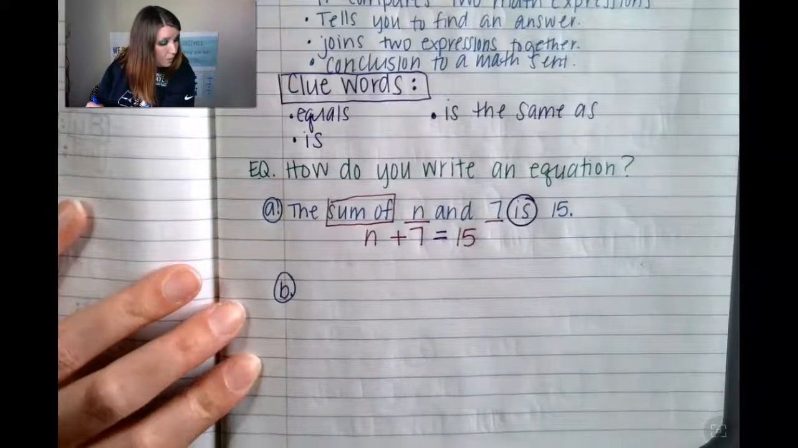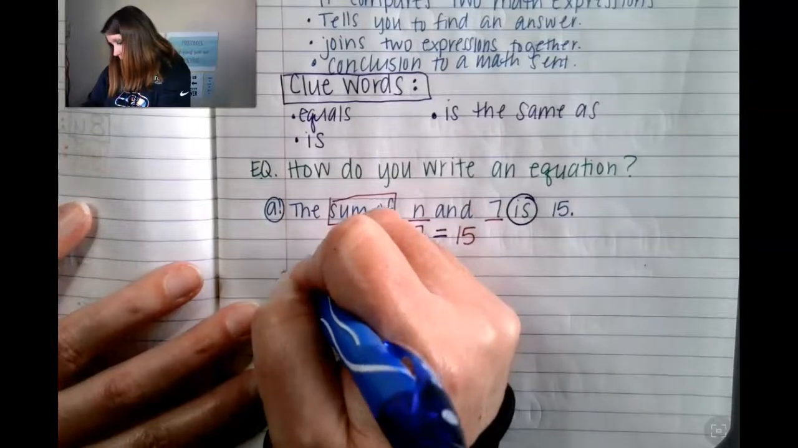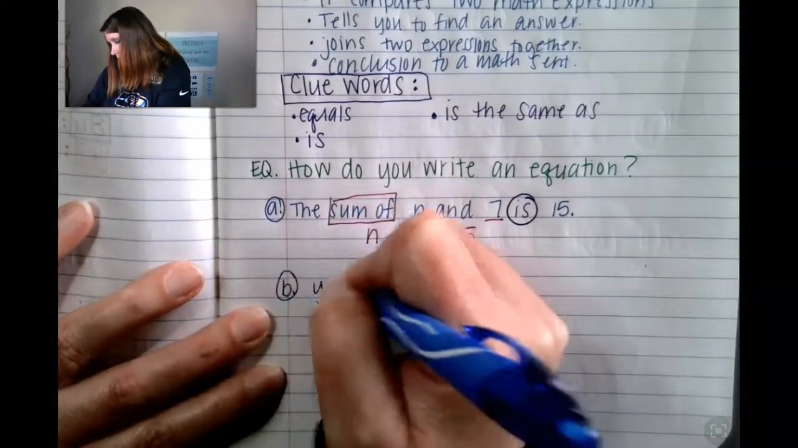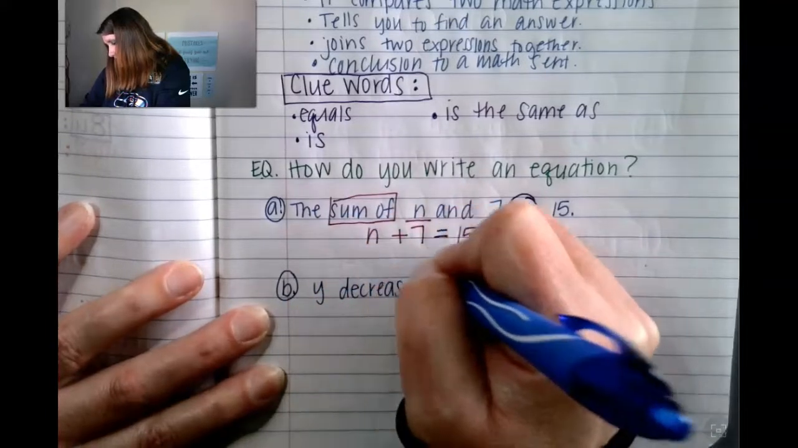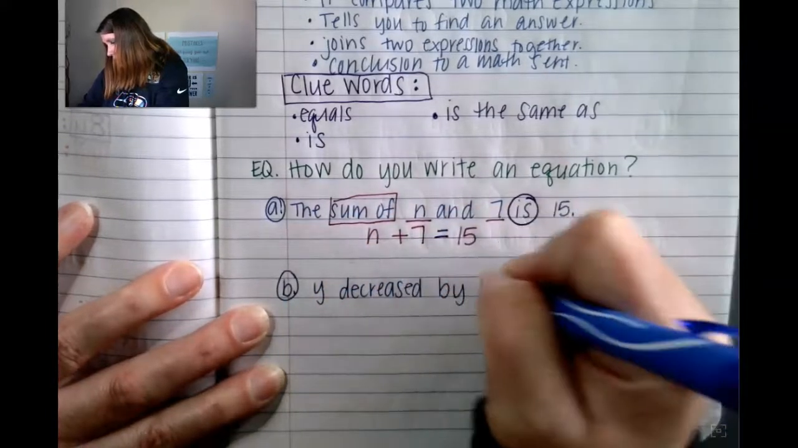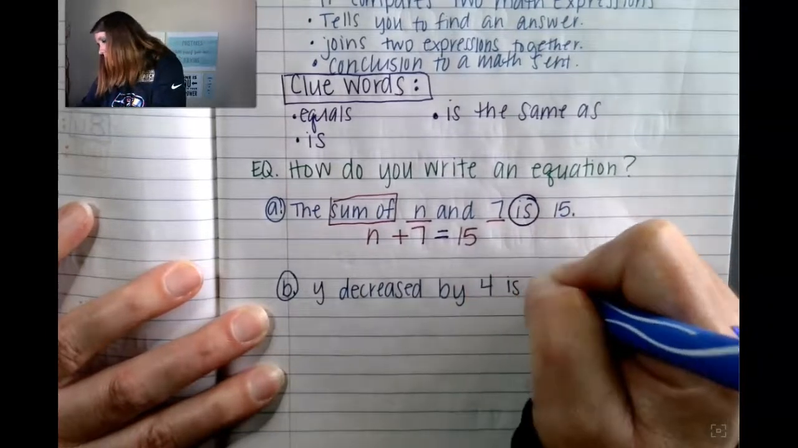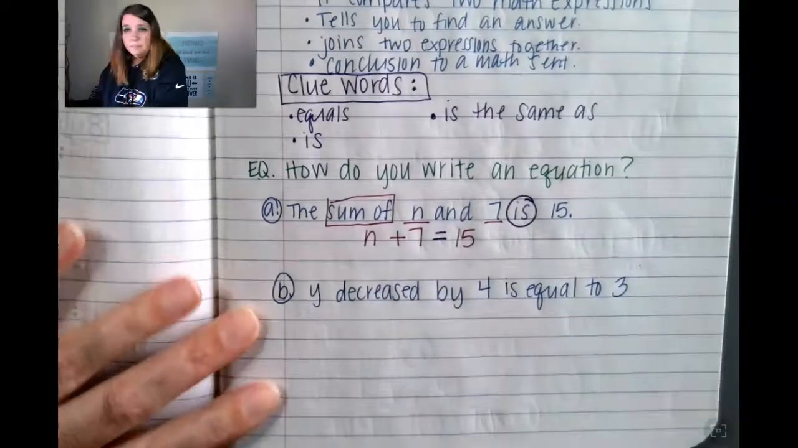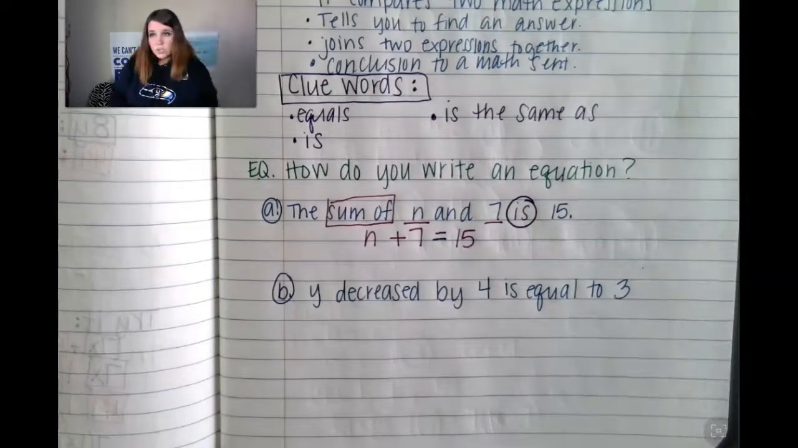Okay, a number y decreased by 4 is equal to 3. Okay, so y decreased by 4 is equal to 3. Okay, is equal to 3.